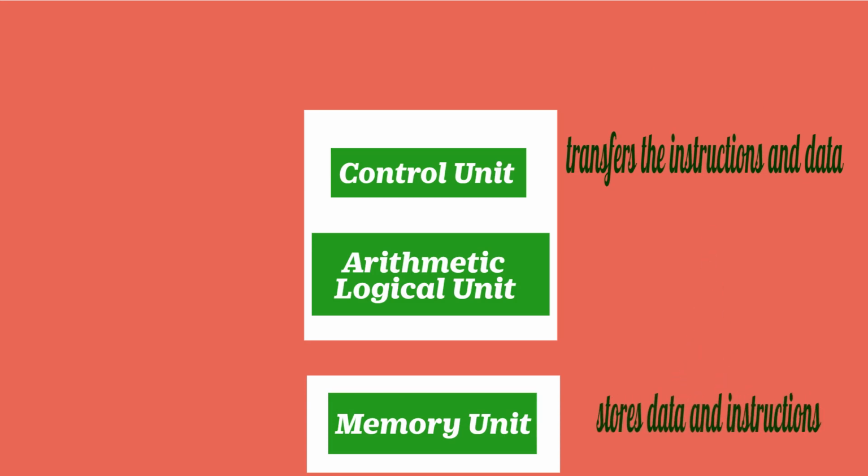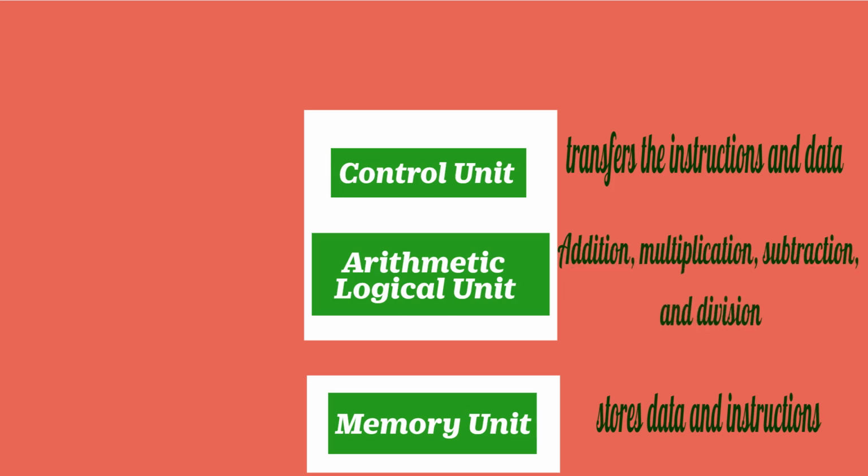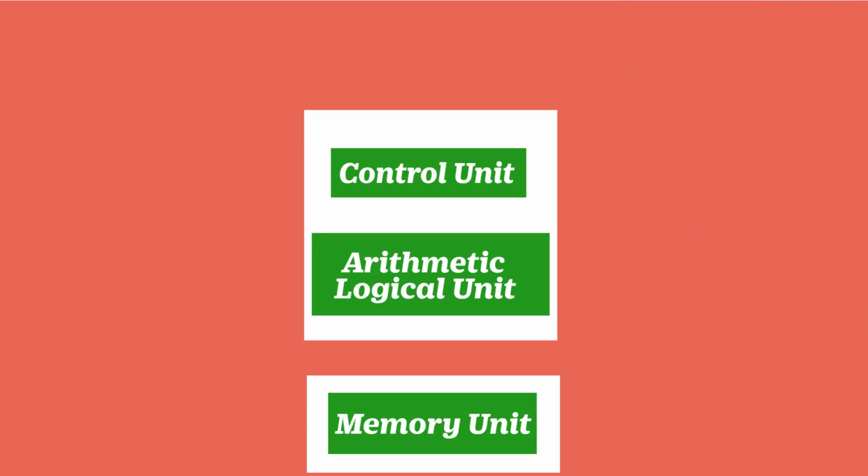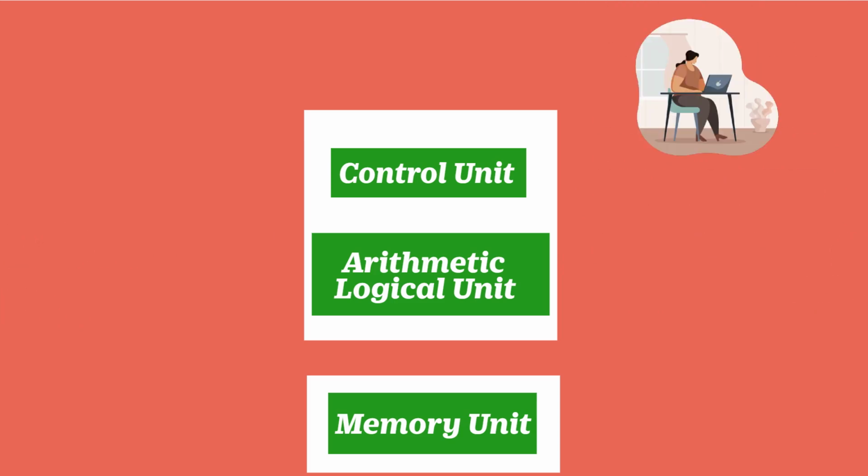The ALU unit contains 2 sections, namely the arithmetic and logic section. The arithmetic section involves performing arithmetic operations such as addition, multiplication, subtraction, and division. The logic section performs logical operations such as matching, comparing, analyzing, and selecting. As a result, the entire operations of the computer are controlled by the CPU.